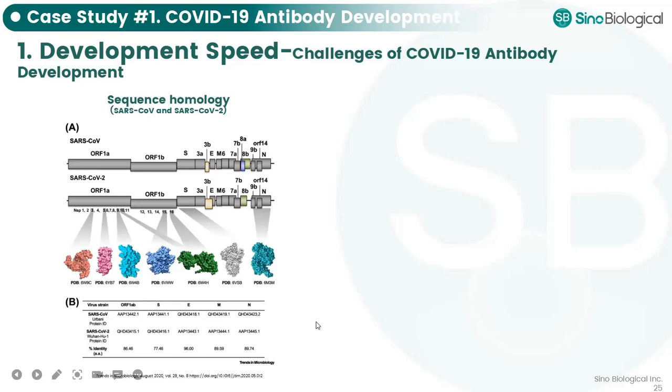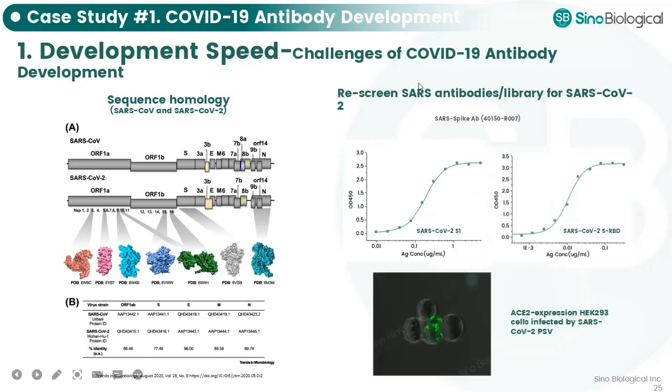Therefore, based on this characteristic, we rescreened the SARS antibodies or libraries for SARS-CoV-2 antibodies, because we have a large selection of SARS antibodies, and we also already constructed the SARS antibody libraries. So therefore, we are able to obtain some SARS-CoV-2 antibodies, and this is showing that the antibodies are able to bind to the SARS-CoV-2 S1 protein and also the RBD proteins. It can also recognize the ACE2 expressed on HEK293 cells, which can be infected. And then here is the fluorescence showing that the virus is inside of the cells.